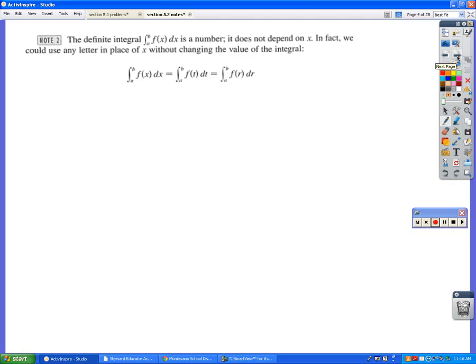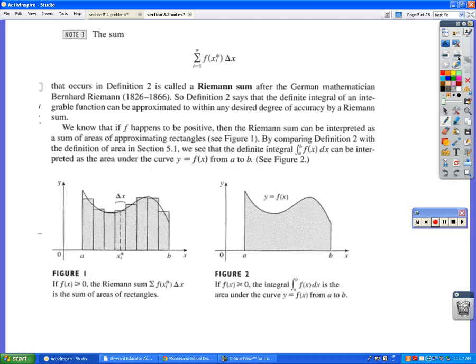All right, note number 2. The definite integral from a to b of a function is a number. It does not depend on x. All that's saying is, what is the area underneath the curve f of x from a to b? So you could put any letter that you would like in there. You could have a t, you could have an r, you could have theta. Just like when you make an equation or a function, usually you say y equals 3x plus 7, but you can say w equals 3x plus 7. You don't do that, but it doesn't matter. So we can change the letters, and we're not changing the value of the integral itself.